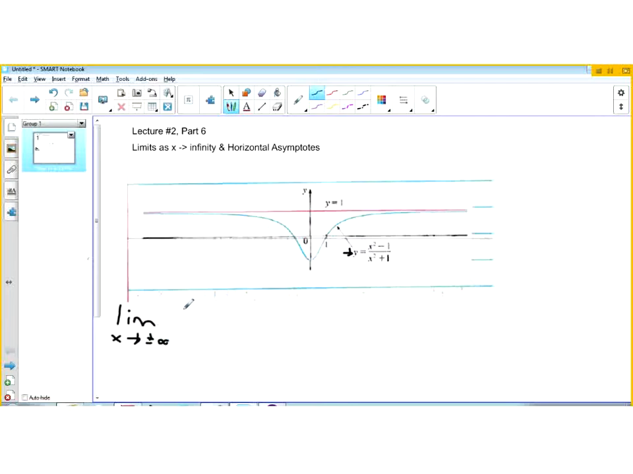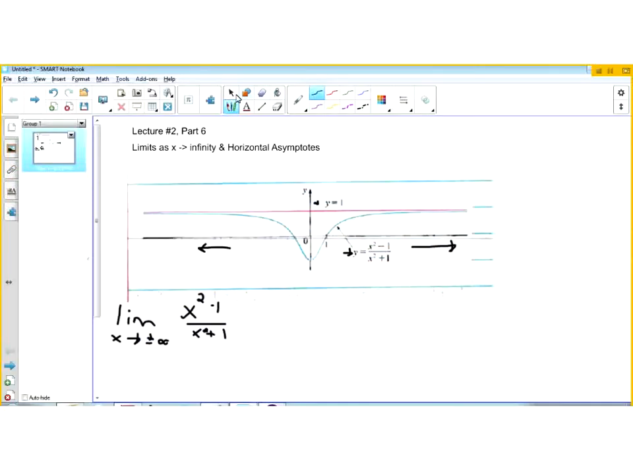Actually, x squared minus 1 divided by x squared plus 1. Now you can tell by the graph that as x approaches infinity, the output approaches 1, but of course it never reaches 1. And as x approaches negative infinity, the output again approaches 1, but never reaches 1. And so we could say that y equals 1 right here is a horizontal asymptote. Okay? And so how do we know that this is true for this particular function?